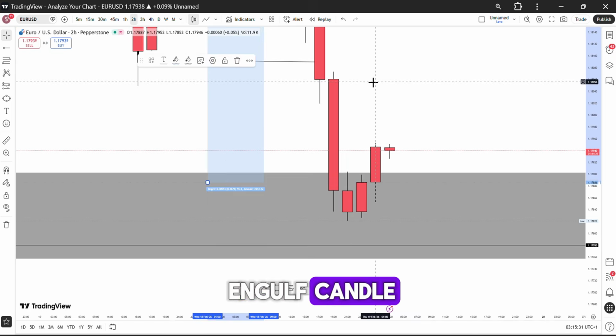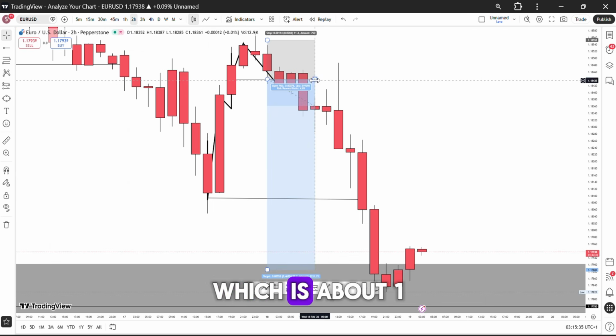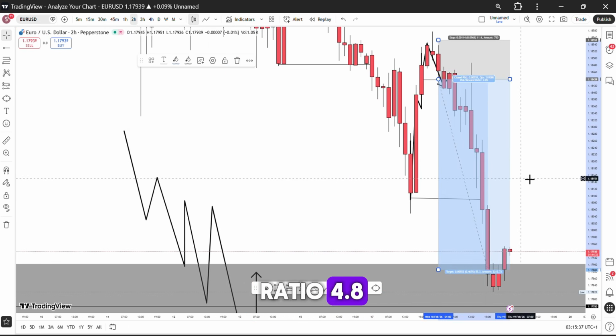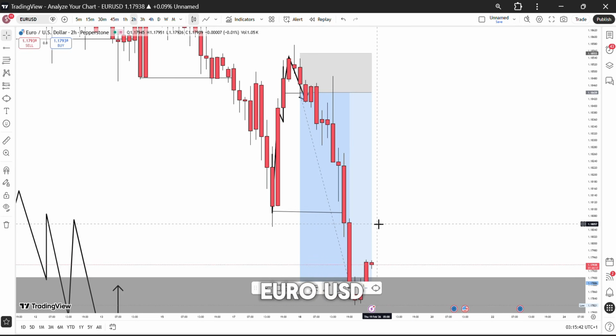I see this engulfing candle, I close my trade at around 1:4.8. So that's how I make easy money on EURUSD.